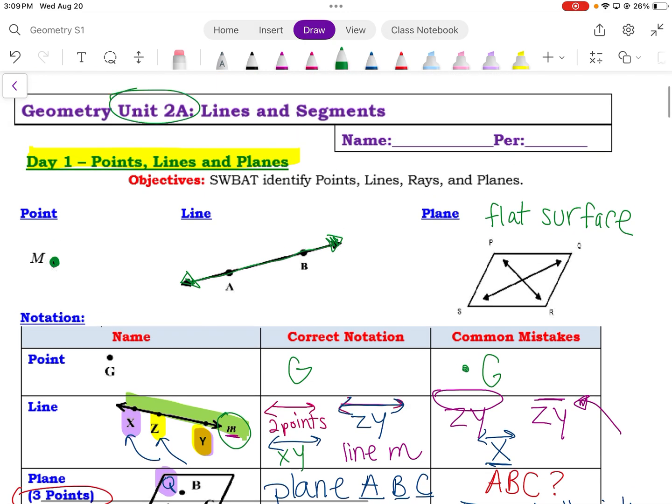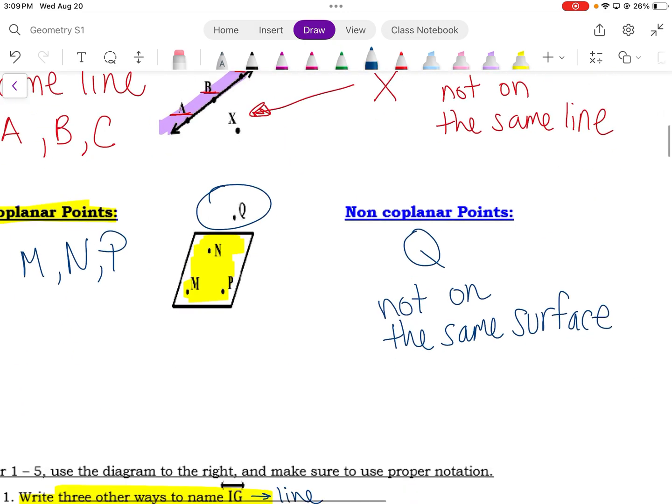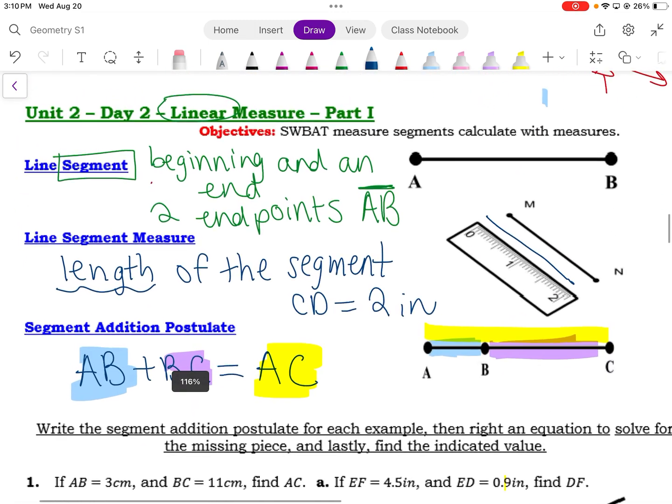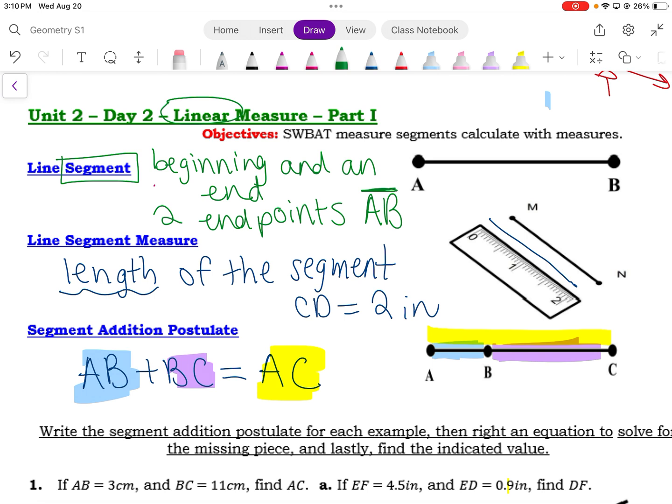So this is 2A, so we're going to be talking about lines and segments for this one. So let's get to it. We're doing day 2. You can always pause the video if I'm going too fast as you are writing everything down.